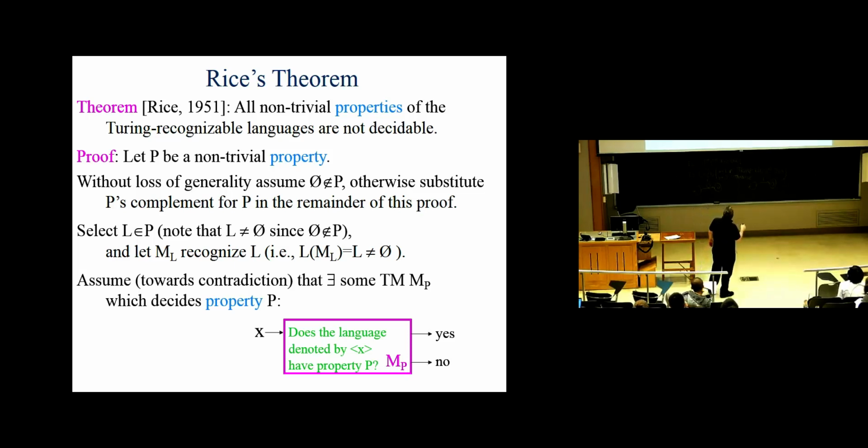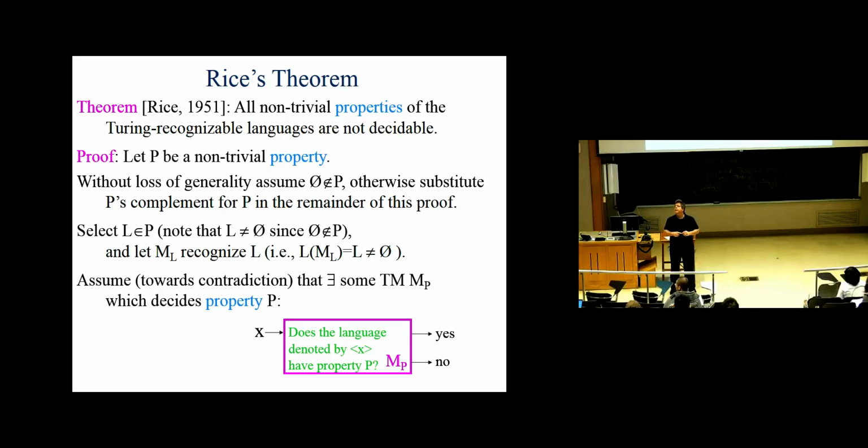So assume towards contradiction that there exists some algorithm or Turing machine that decides this property, that decides, when you give it some Turing machine description, whether the machine denoted by this description has this property P, yes or no. So we assume that this purple box is this decision procedure or algorithm or piece of code that decides this property P. We'll show in a couple of minutes that this can't exist. This decider can't exist, not as an algorithm.